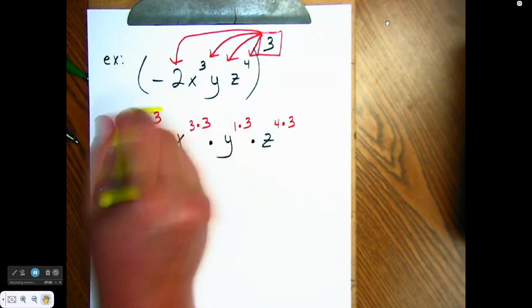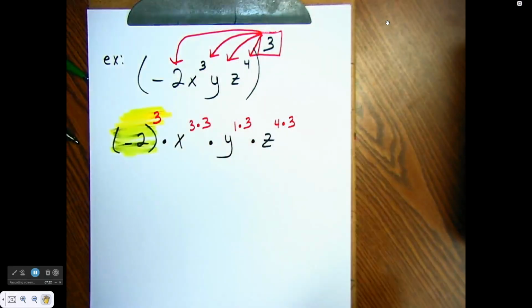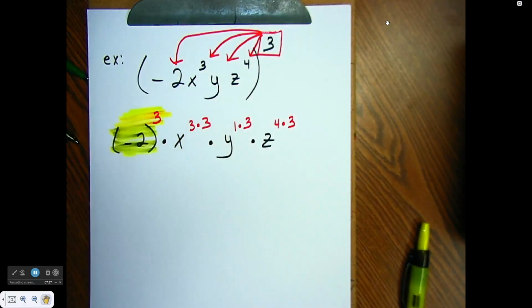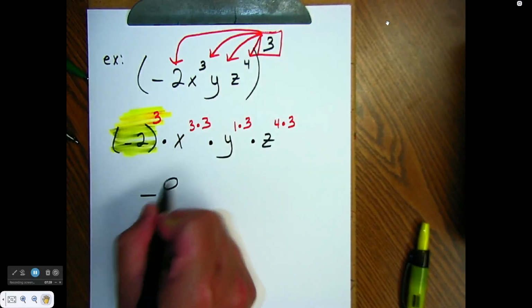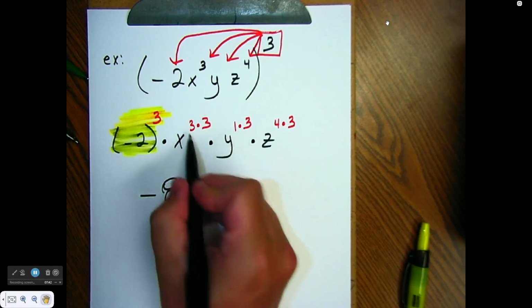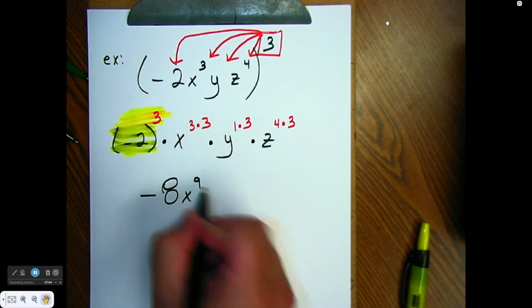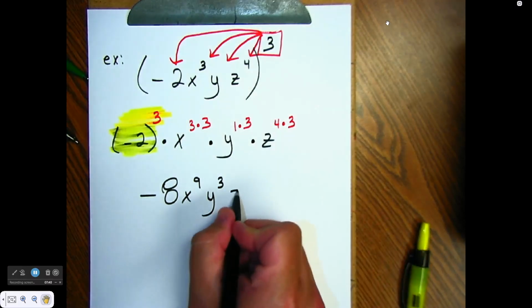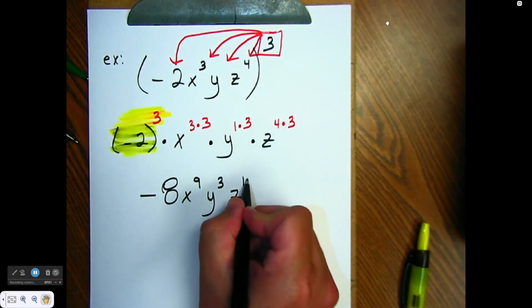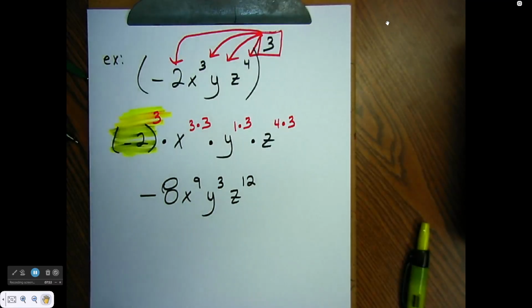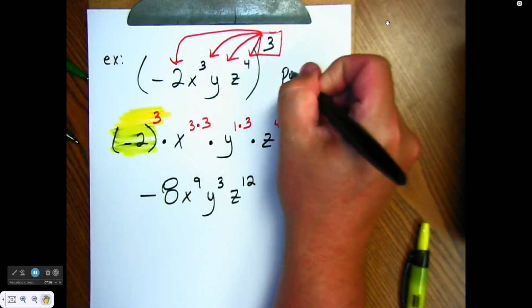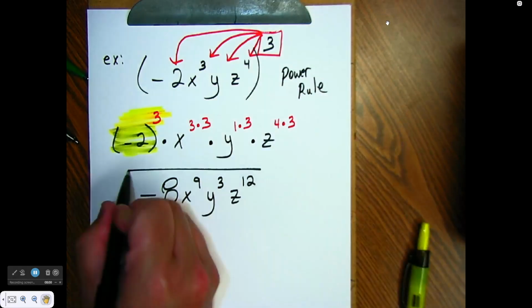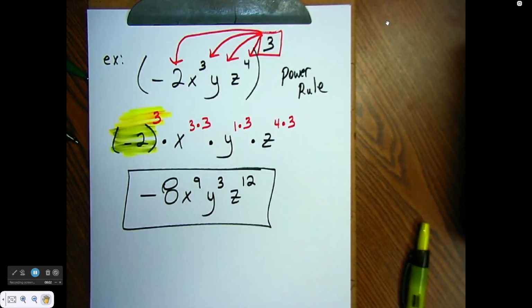You can do this on your calculator if you choose to. -2 to the power of 3. -2 times -2 times -2 is -8. X to the 3 times 3, which is 9. Y to the 1 times 3, which is 3. And z to the 4 times 3, which is 12. And it is the power rule that allowed us to simplify this expression.